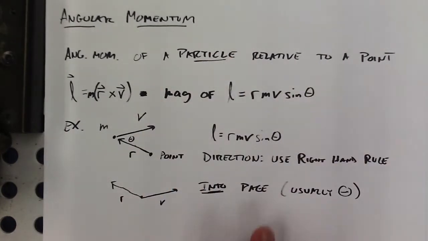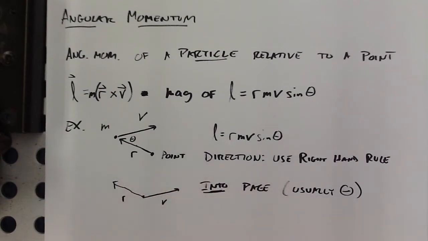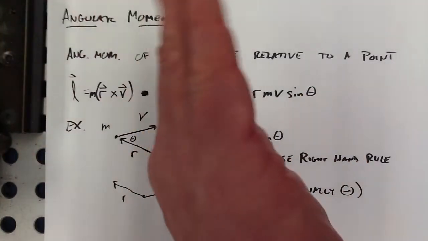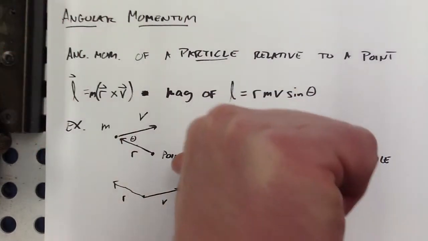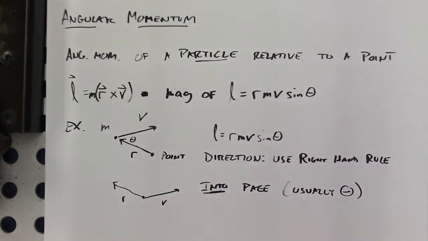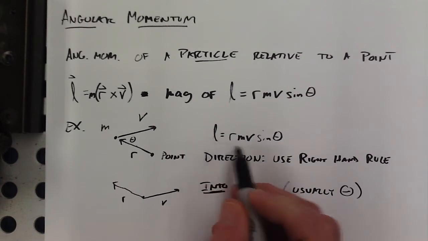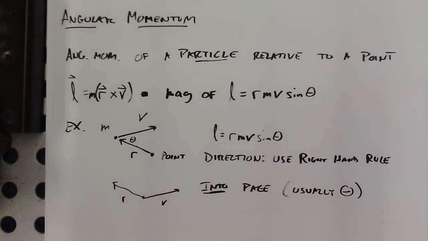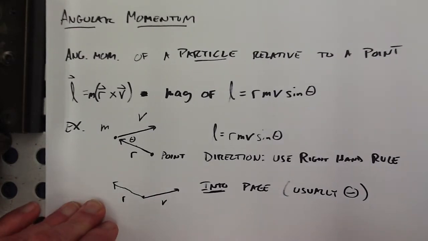So this is how we do it. When I go through and do the homework problems, for the most part, I'm going to use this convention: if I have to do that upside down, flip my hand over, and it's into the page, I'll consider that to be the negative direction. Okay, so that is how we do that. So the angular momentum of a particle relative to a fixed point is r m v sine theta. All right, and that's how we figure out the direction.